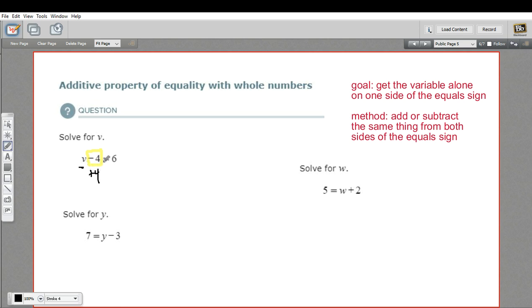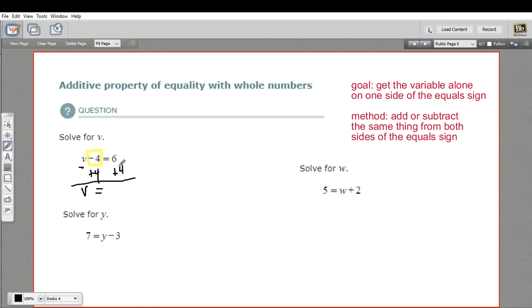So if I added 4 to this side of the equation, those two parts would add up to 0. They'd cancel each other out. But of course, I have to keep this balanced, so I have to add 4 over here as well. So let's just go ahead and do that and see what happens. I've still got my v, and then I've got a negative 4 plus 4. That's 0, and I could write plus 0 here, but I don't have to.